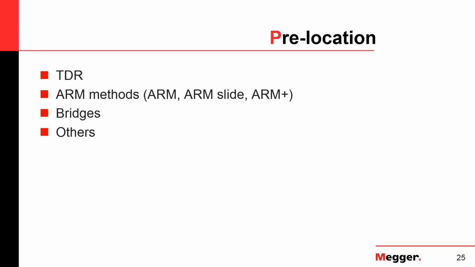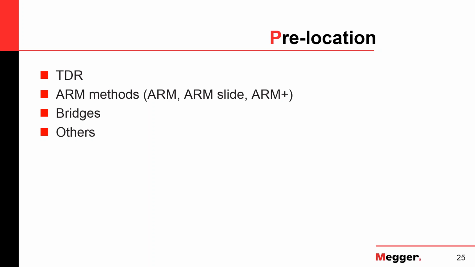What is pre-location? Typical methods are TDR. Then you have the arc reflection methods, which there is a few of those nowadays. Then you have bridges, which unfortunately I had to leave out of the presentation, so I cannot really say anything to that.